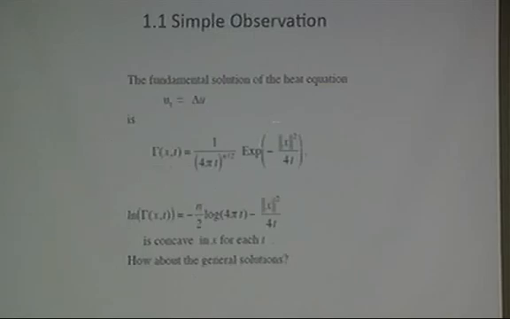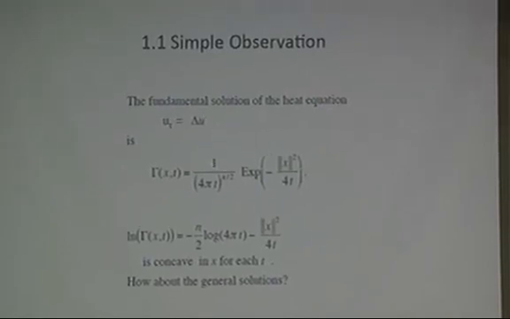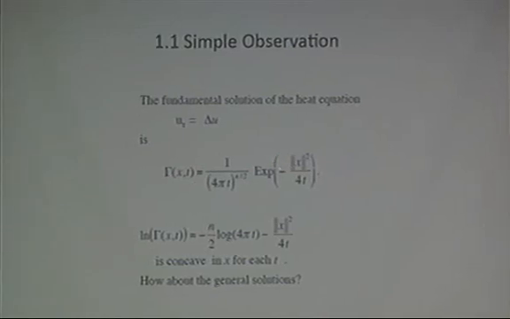So let's say you have a heat equation. Then one of the simple solutions is the fundamental solution. And it is like a bell type solution. It has a normal distribution. And if you take a log of it, then you have a minus x squared, which is concave. So it is very natural to ask about the log concavity of the solution of the heat equation, because the fundamental solution itself has log concavity. And the question could be, what about the general solutions?